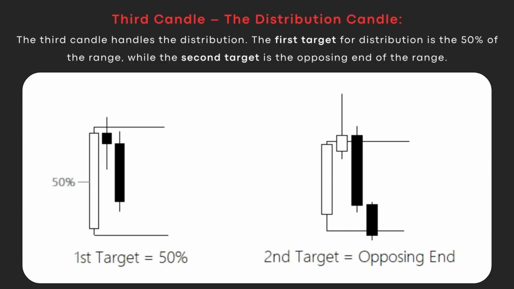Next up we've got the third candle, which is the distribution or expansion candle. The third candle handles the distribution, right? The first target for the distribution is the 50% of the CRT, and the second target is the opposing end of the CRT, right? It's just as simple as that. The more important candles are the first one and the second one, right? The third candle is pretty simple and doesn't require as much caution and consideration as the first two candles. The first two candles set up the foundation and base for the distribution in the third candle.